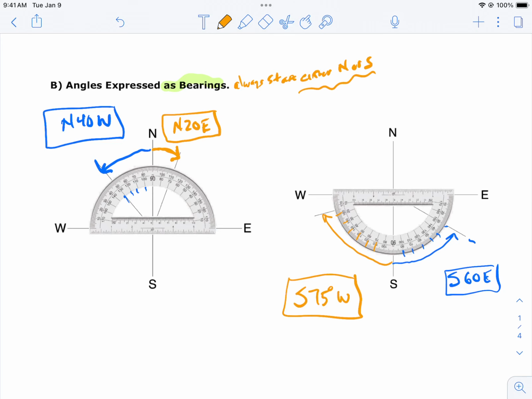So take a look at these. I've pretty much covered every quadrant, right? Either you're in the first quadrant, or it could be in the second quadrant, this would be the third quadrant, this would be the fourth quadrant, right? So every quadrant's covered here. You're either measuring from north or south, just keep that in mind.